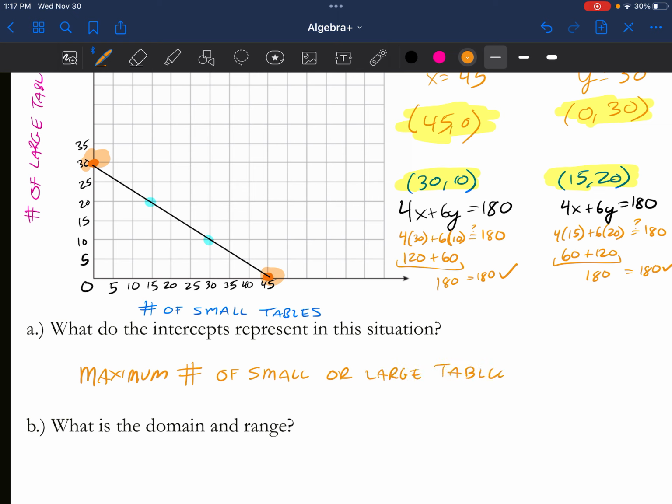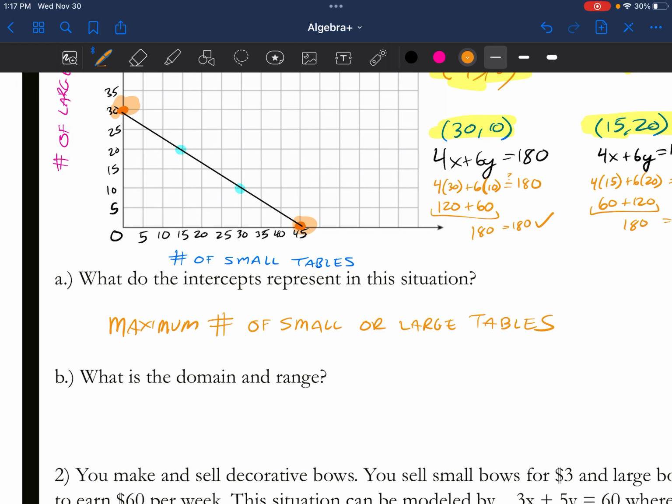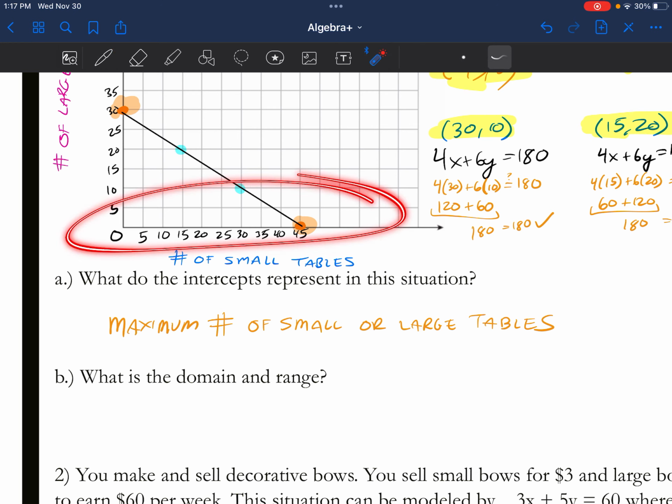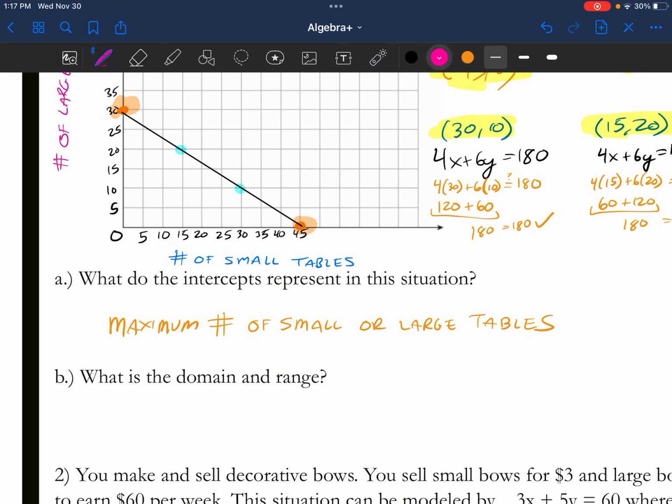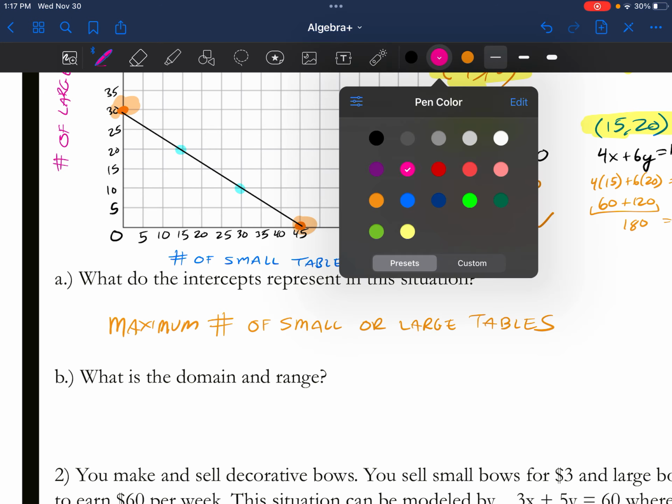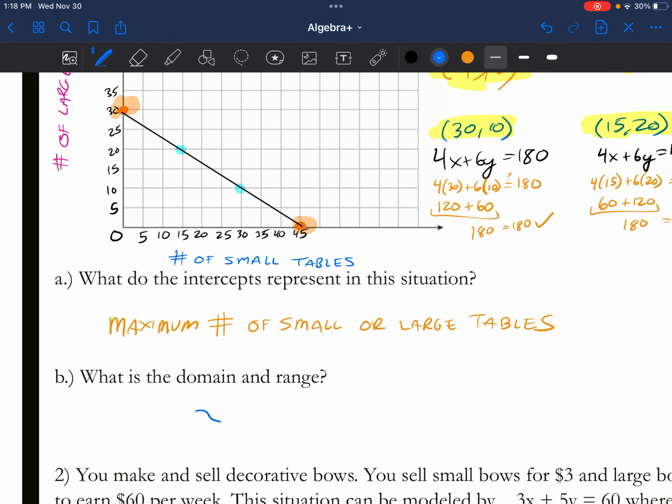Then you want to write our domain and range. Yes, this has not left the building, right? You can write the domain and range. Our x, we want to look at our x-axis here. So our x, which I'm going to write in blue, our domain is our x. Well, it has to be less than 45 tables, right? We can have maximum 45 tables, and we want to have 0 tables or more.